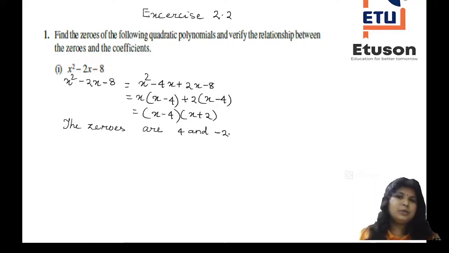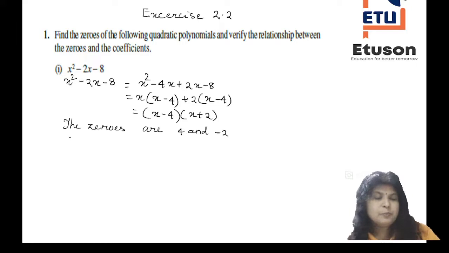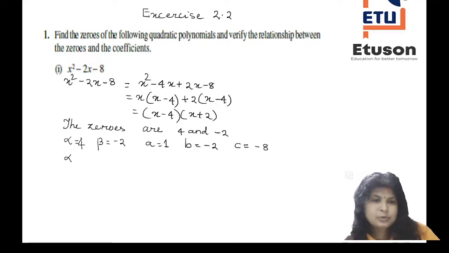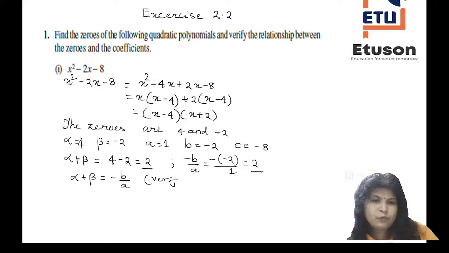Okay, so you have got the zeros now. Now you have to verify the relationship. So before verifying, let me write in this form. Here alpha is equal to 4, beta is equal to minus 2, a is equal to 1, b is equal to minus 2, c is equal to minus 8. So what is alpha plus beta here? Alpha plus beta is equal to 4 minus 2, that is 2. So what about minus b divided by a? Minus b divided by a is minus of minus 2 divided by 1, that is 2. Both the answers are the same, right? So your first relation, that is sum of zeros is equal to minus b by a, is verified. Correct or not?